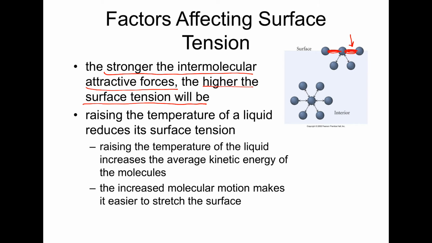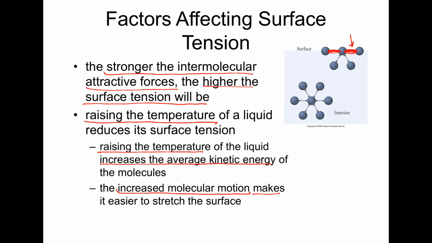Now, there are things that we can do to change the surface tension. We can't really change something's intermolecular forces. Water is always going to have hydrogen bonding, but we can influence intermolecular forces by changing the temperature. If we raise the temperature, we're raising the average kinetic energy, and that's the energy of motion. So there's increased molecular motion. If we increase the temperature, the molecules are moving relative to each other a lot more.